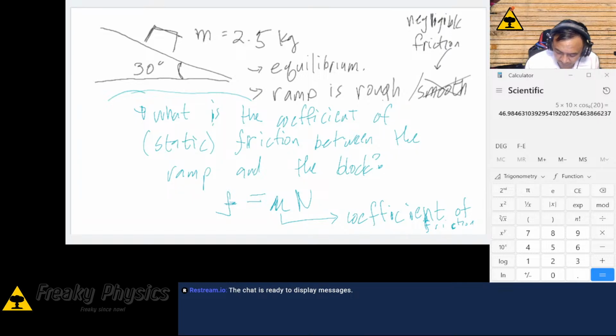However, before we continue, the coefficient of friction is basically a number that tells you how rough the contact between the two things is. The rougher the contact, the bigger that coefficient of friction.